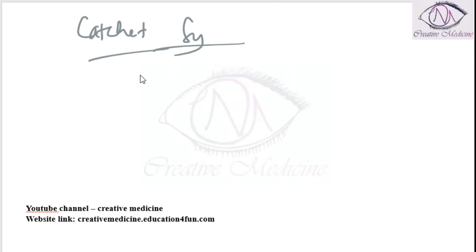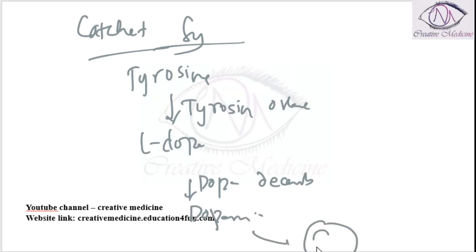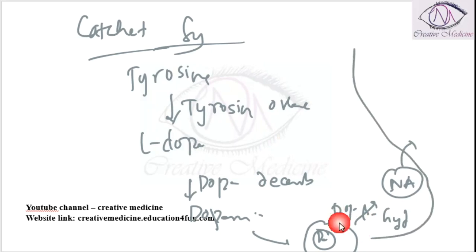So first in the catecholamine synthesis we have tyrosine. Tyrosine, in the presence of the enzyme tyrosine hydroxylase, gets converted to levodopa. This levodopa, in the presence of dopa decarboxylase, forms dopamine. This dopamine will enter into the synaptic vesicle, and will get converted to norepinephrine in the presence of dopamine beta hydroxylase. This norepinephrine is released out into the synapse.